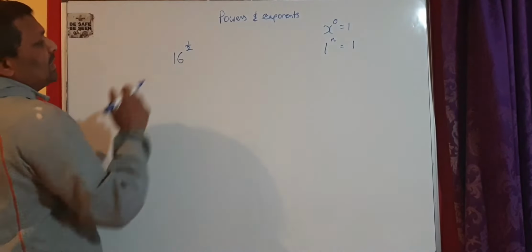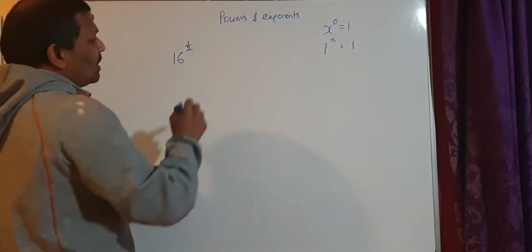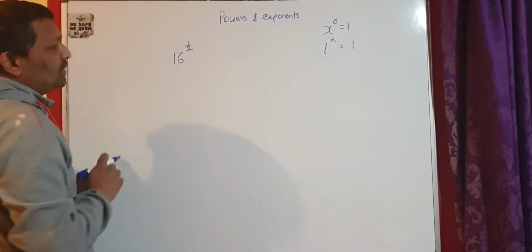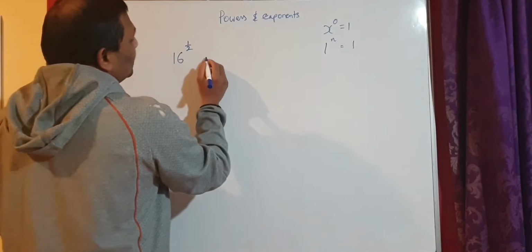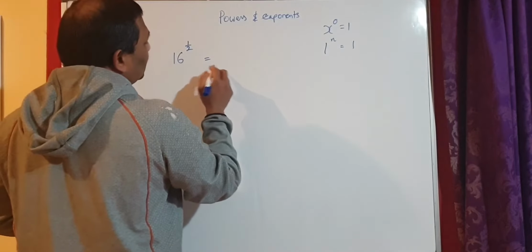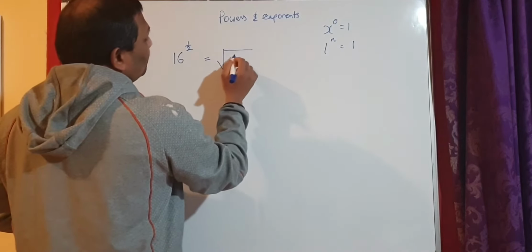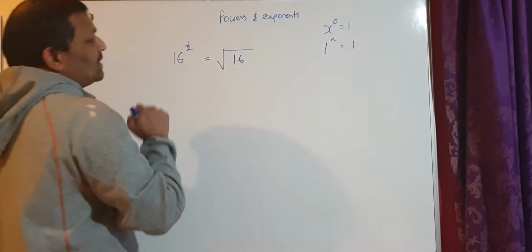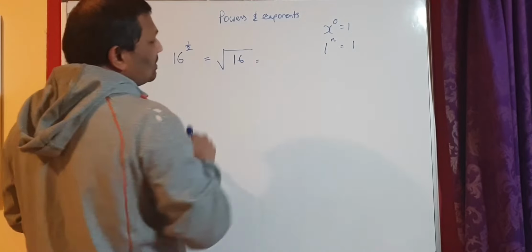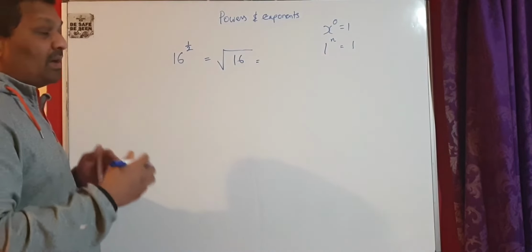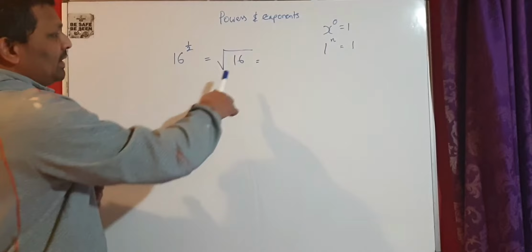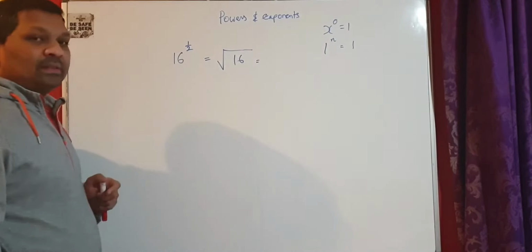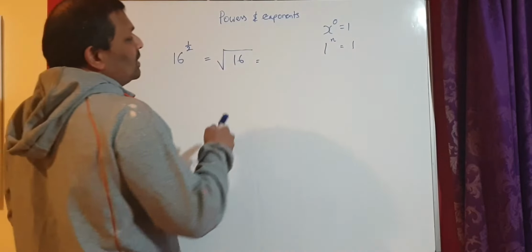This tells us that if a number is raised to a fractional power, it is equivalent to the square root of 16. To evaluate any square root: if a number multiplied by itself gives the number under the square root, then that number is called the square root of this number.